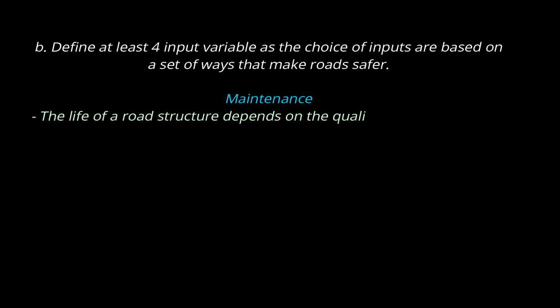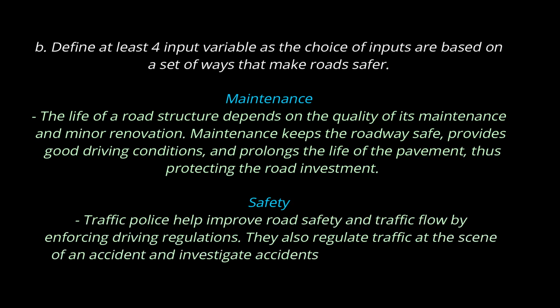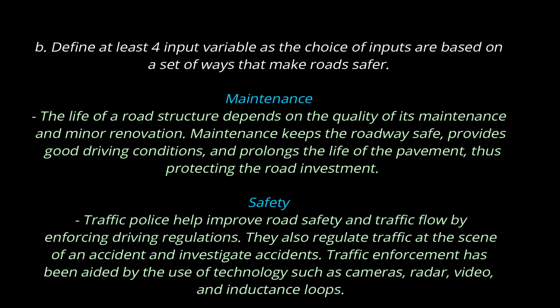B. Define at least 4 input variables, as the choice of inputs is based on a set of ways that make roads safe. First, maintenance. The life of a road structure depends on the quality of its maintenance, and minor renovation maintenance keeps the roadway safe, provides good driving conditions, and prolongs the life of the pavement, thus protecting the road investment.